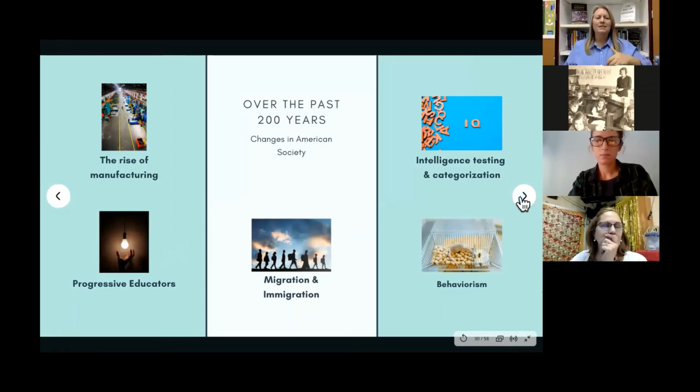So he shares in this chapter the changes in American society that have influenced education and grading. He shares about the rise of manufacturing, progressive educators, migration and immigration, behaviorism, intelligence testing, and categorization. So let's look at each of those just a little bit.